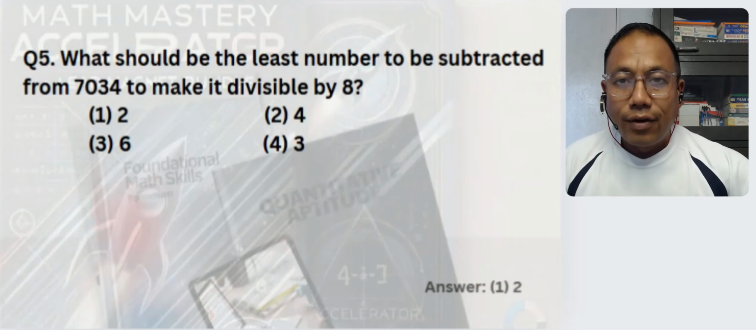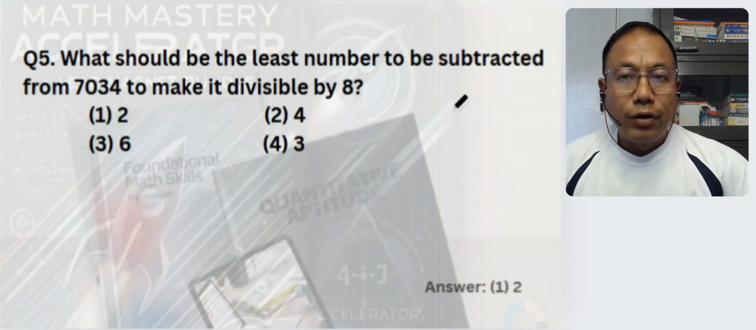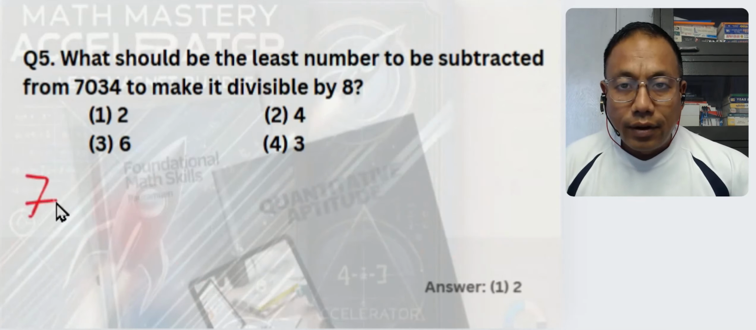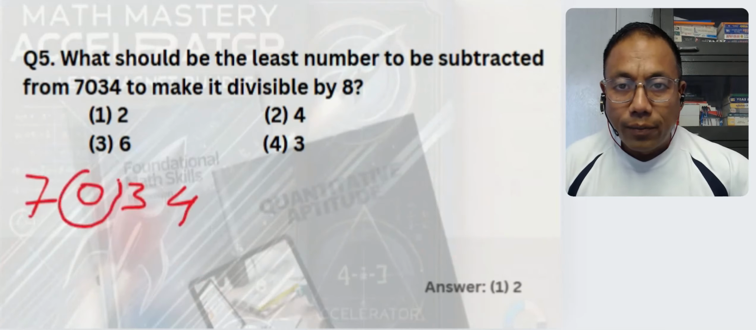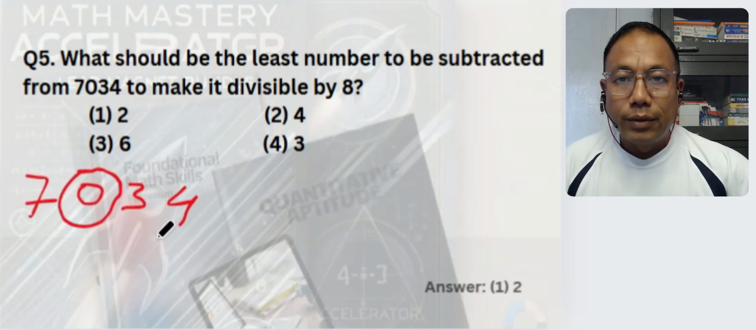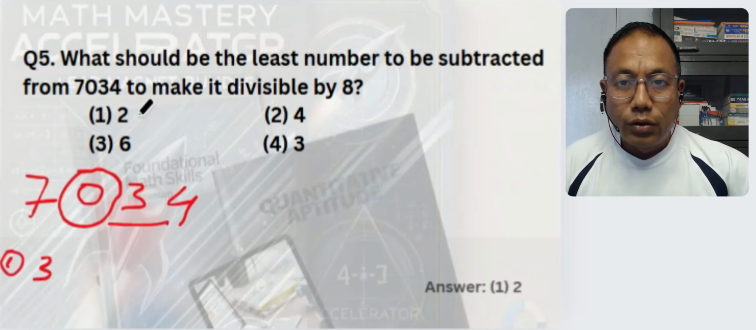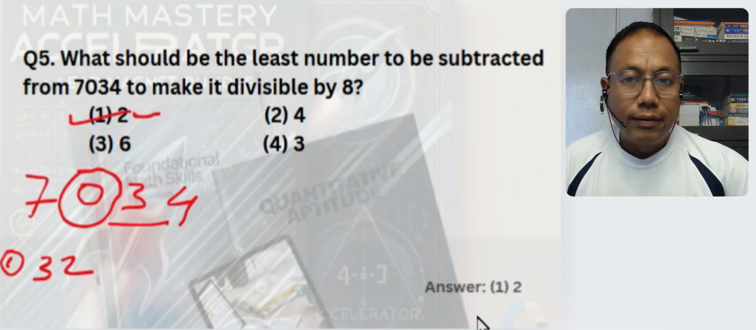Question number 5. What should be the least number to be subtracted from 7034 to make it divisible by 8? 7034. Here the hundreds place is 0. Therefore, the last two digits must be divisible by 8. 34 minus 2 is 32. Option 1. 8 4s are 32, which is divisible by 8. Therefore, option 1 is the right answer.